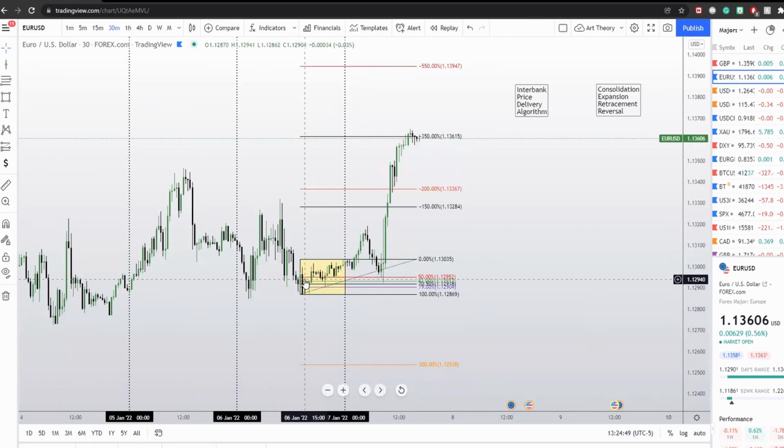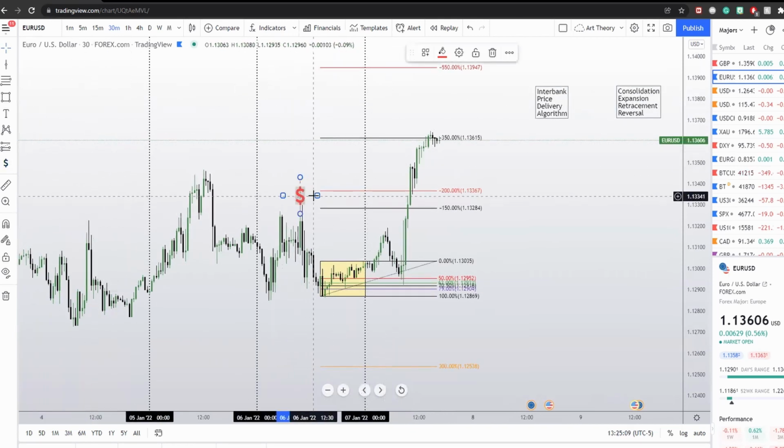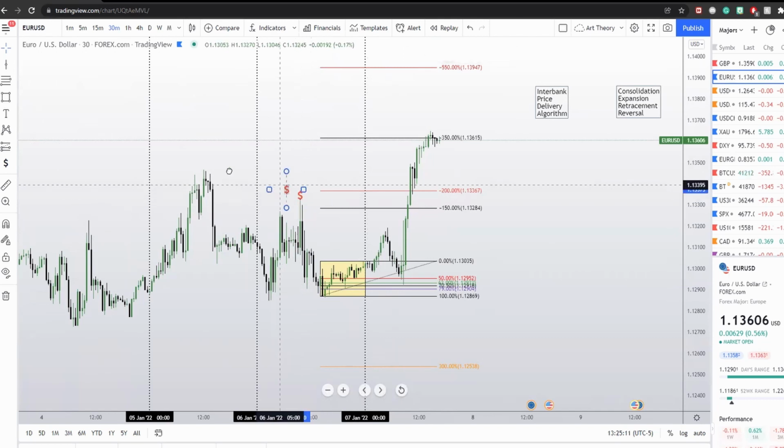This beautiful order block here, this down candle right here, it's a beautiful bullish order block. Price comes right into it, hits the equilibrium of this consolidation, and expands higher. And this entire expansion runs out buy side liquidity here.